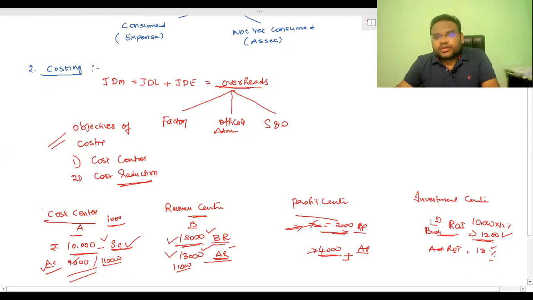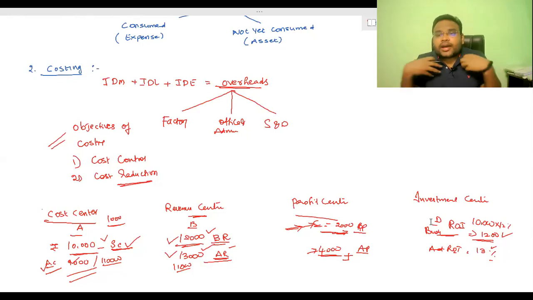Fourth one is investment center. Sir, what am I expecting from investment? I expect a rate of return on investment. The target I have given is 12%, which we call budget return on investment. Whereas if I got more than that, that we call actual return on investment, which is 13%. My comparison here is simply comparing my budget return on investment with my actual return on investment.